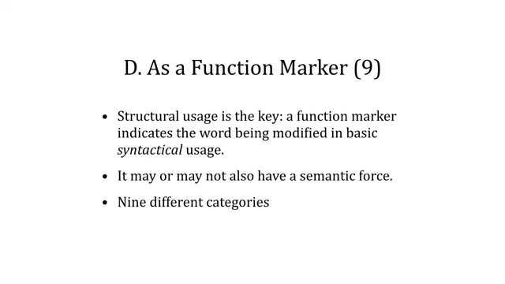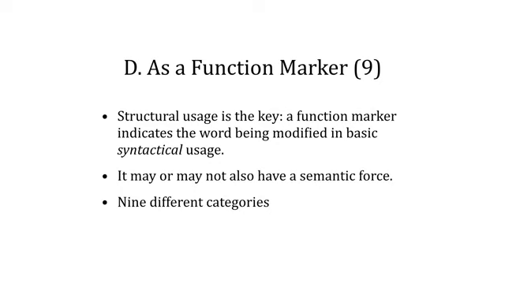Now we want to look at the article as a function marker, and it's used this way in 9 different ways. The structural usage is really the key here. A function marker indicates the word that is being modified in its basic syntactical usage. It may or may not also have a semantic force. So it's telling us this is what the syntax is. But whether it has a semantic force, that's true some of the time.